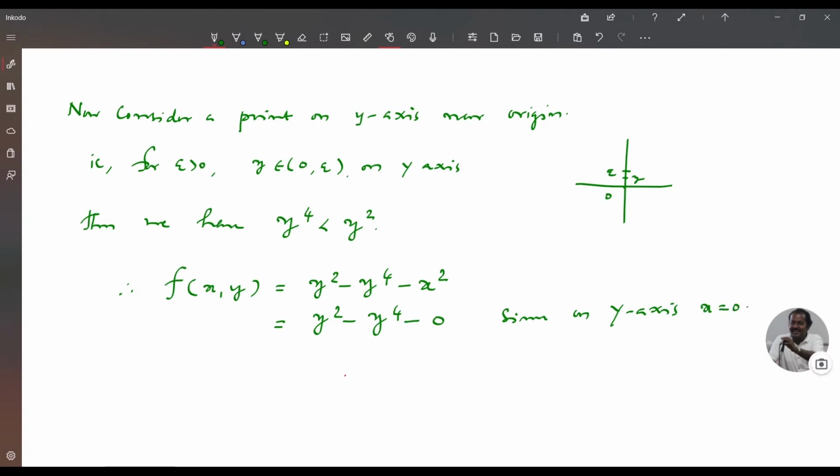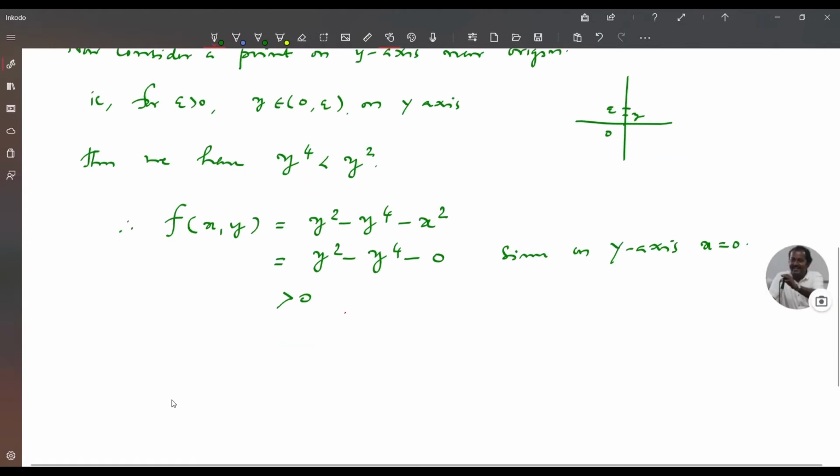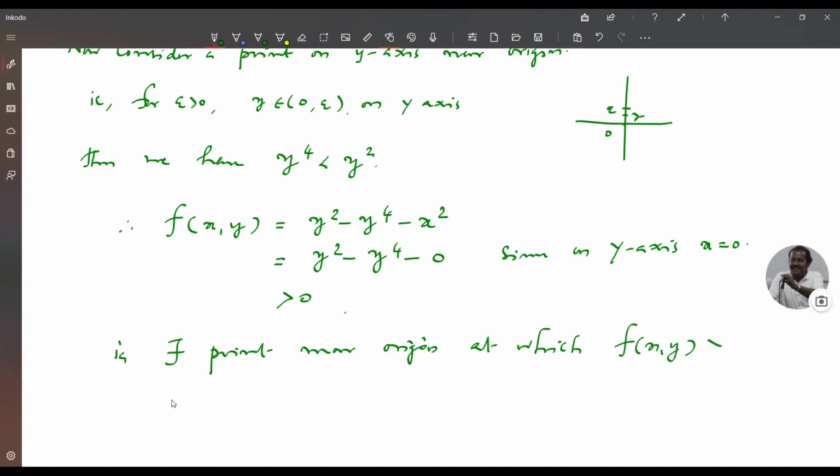So clearly this is greater than 0, since y raised to 4 is less than y square. That is, there exists a point near origin at which f of x y is greater than f of 0, 0, that is equal to 0, and there are points at which f of x y is less than f of 0, 0, that is equal to 0.